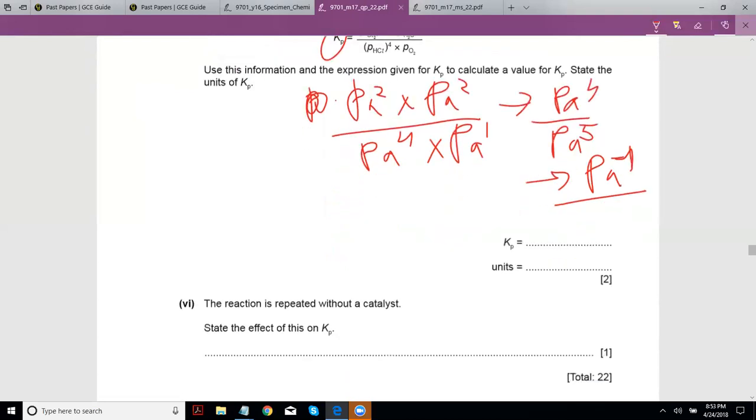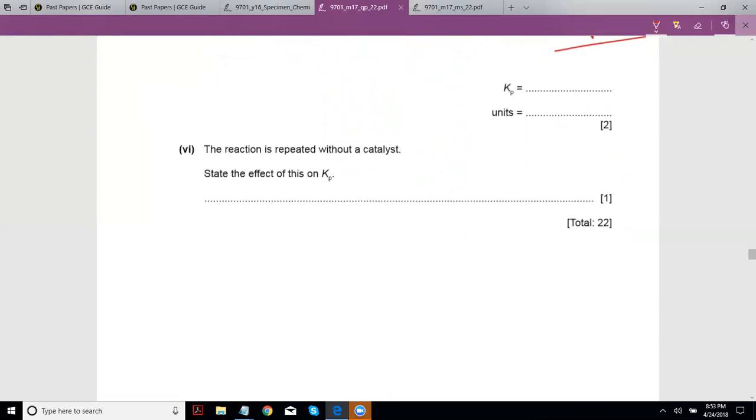So yeah, simple indices. The reaction is repeated without a catalyst. State the effect of this on Kp. Unchanged. The only thing that affects Kp or Kc is temperature. The idea here is that Kp depends on moles and the molar ratio, which depends on the position of the equilibrium. And if you remember, catalyst does not affect position of equilibrium.